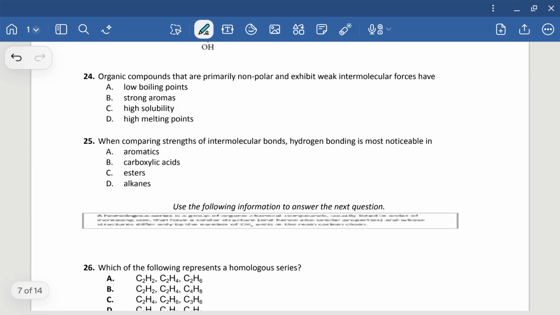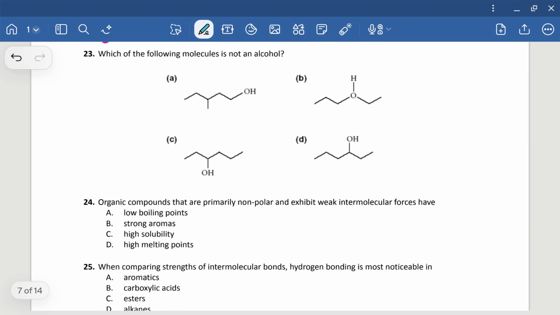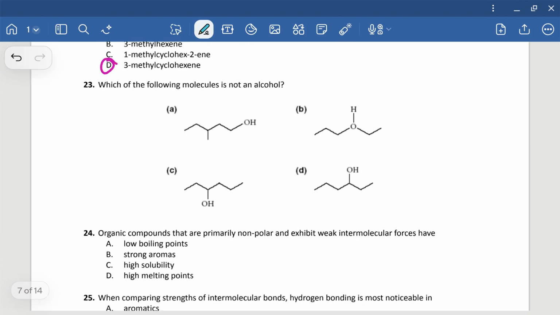24 is a theory question. Did I skip one? Oh, sorry. 23. Which one is not an alcohol? To be an alcohol, you must have a carbon attached to an OH group. So we have this one is an alcohol, alcohol, alcohol. This one, that looks weird. This one is not, and that's because this part here is not attached to our carbon off the main chain.